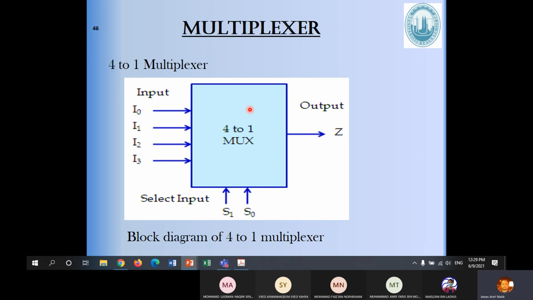So normally block diagram ni senang lah nak lukis kan. Kita just lukis satu kotak, number of inputs, number of output and then number of selector. That's it. And then dia punya label lah, obviously I0, I1. Never miss your label. Kalau miss label banyak tau kurang markah.